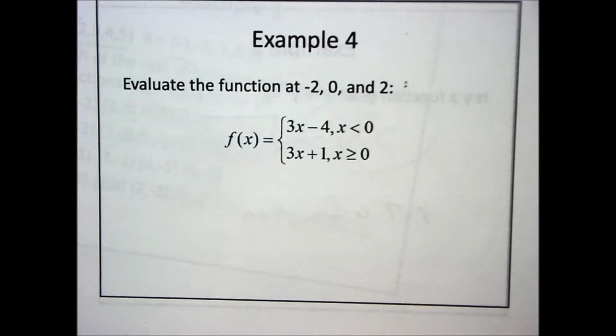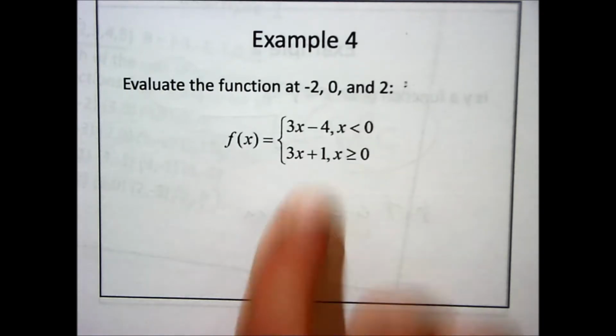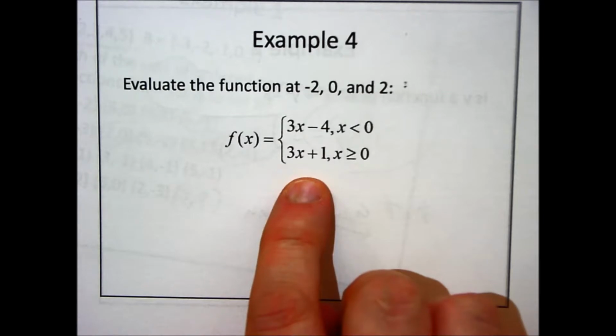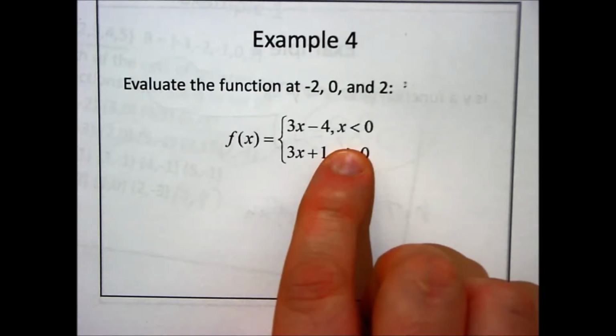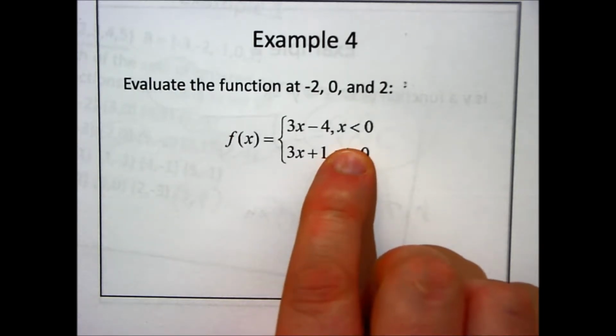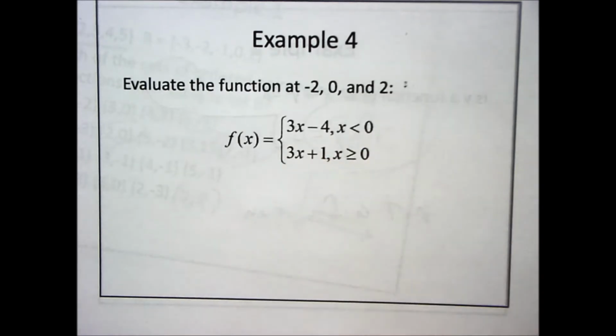This is a piecewise function. It's literally split into pieces. So the idea is you have two different functions that behave differently depending on where the x value is. If it's smaller than 0, you do one thing. If it's bigger than 0, you do another.